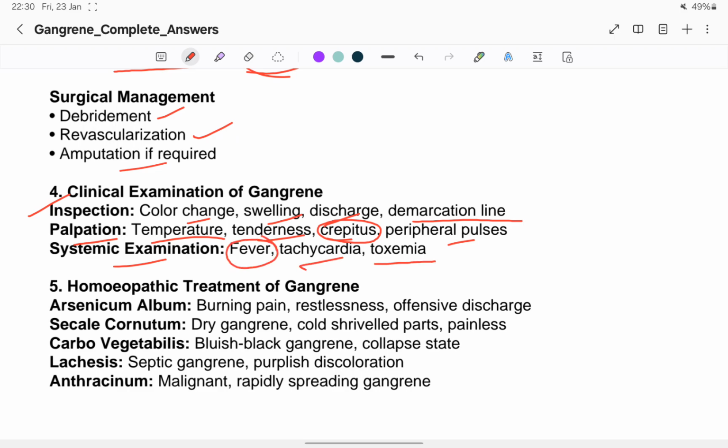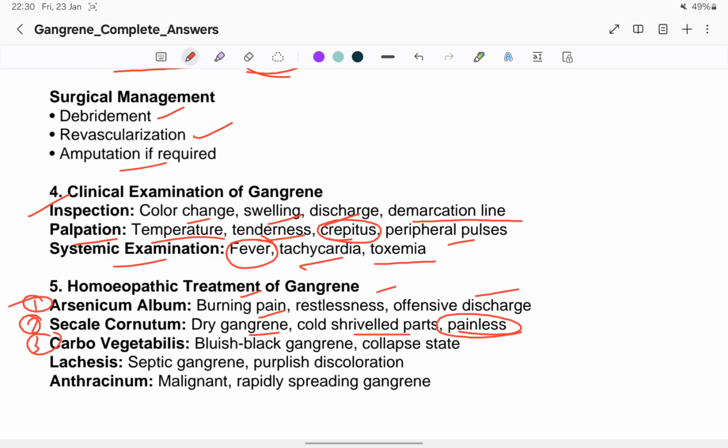Next, coming to the homeopathic treatment of gangrene. Five remedies are there. Number one, Arsenicum album: if there is burning pain, restlessness, offensive discharge and amelioration by heat. Secale cor in case of dry gangrene: cold, shriveled parts, painless gangrene. In Arsenicum album, there is burning pain. Secale cor, painless gangrene. Arsenicum album, amelioration by heat. Secale cor, aggravation from heat.